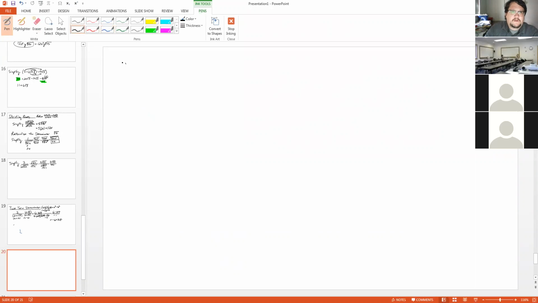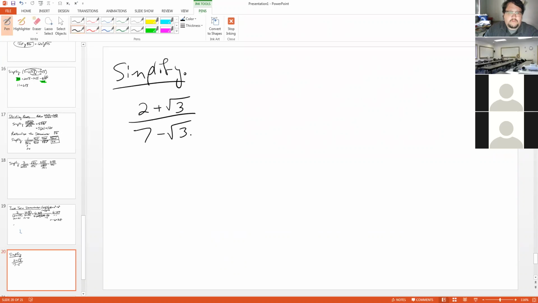Technology. All right, so let's say I want to simplify 2 plus the square root of 3 over 7 minus the square root of 3. So again, I don't care what's going on top. What I care about is the bottom, and I want to set up the difference of squares. So I have half of it. What's the other half? 7 plus the square root of 3. And whatever you do on the bottom, you've got to do on the top.